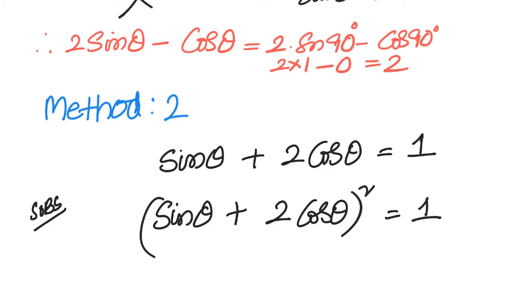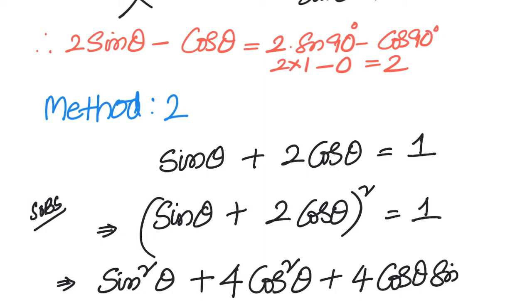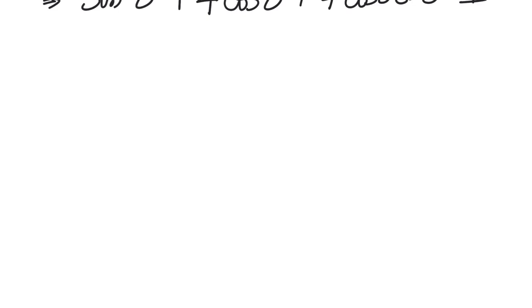So let us square it on both sides. (a plus b) whole square formula: we have a square plus 2ab plus b square. So in the next step we can write down sin square theta plus 4 cos square theta plus 4 sin theta cos theta equals 1. Now let us use the identity sin square theta plus cos square theta equals 1. So we can write sin square theta as 1 minus cos square theta and cos square theta as 1 minus sin square theta. So let's go ahead and do that.